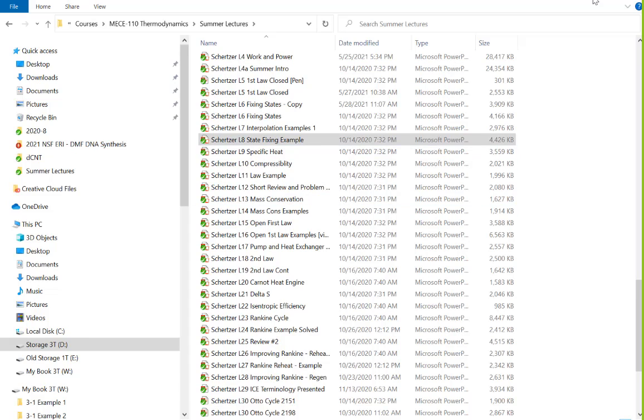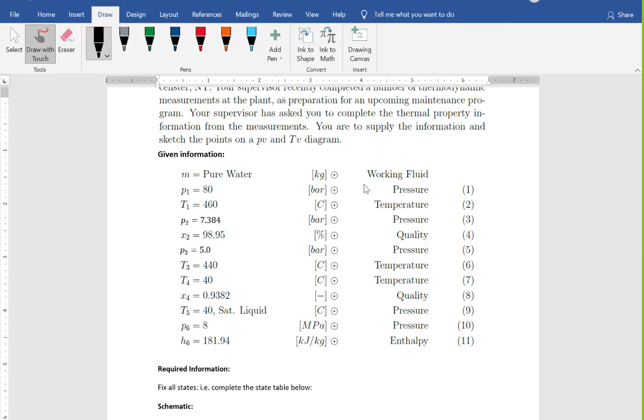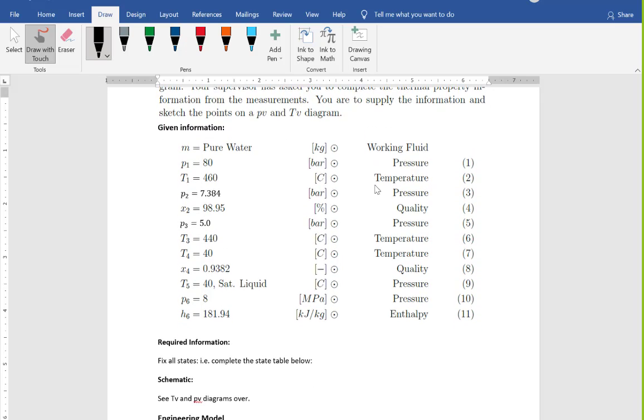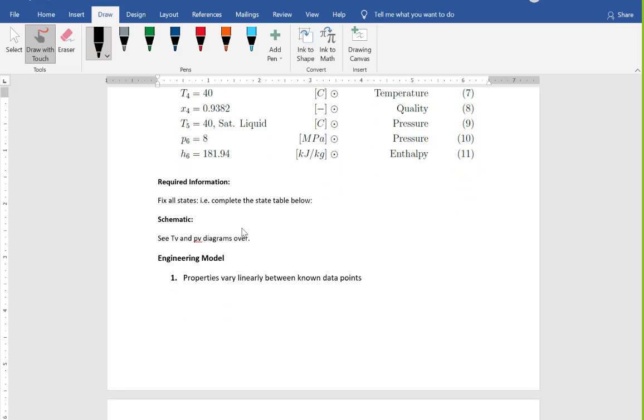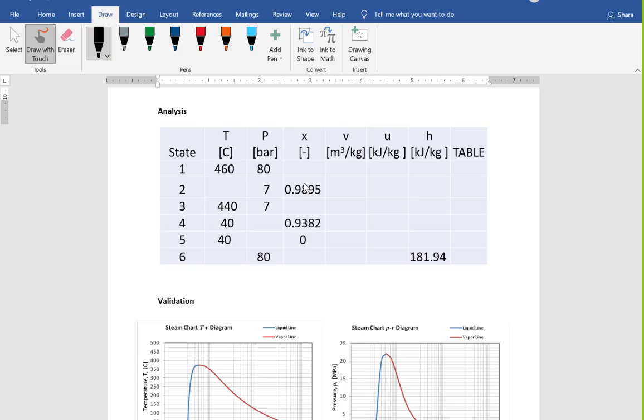And then, oops. So here's our problem, right? So this is the same problem if you download it. I've kind of spliced it up a little bit just so that the tables are more accessible for each part. Same given information. We're asked to fix all the states, right? So here's my state table, right? And like we see, we've got all of this information, 2 pieces of information for every state. And we're hoping that these first 2 states, state 1 and state 3, are not under the vapor dome. Because otherwise, if they are under the vapor dome, I don't have enough information.